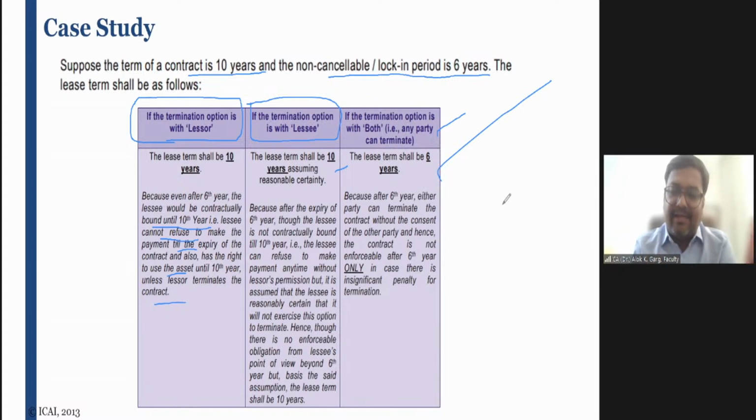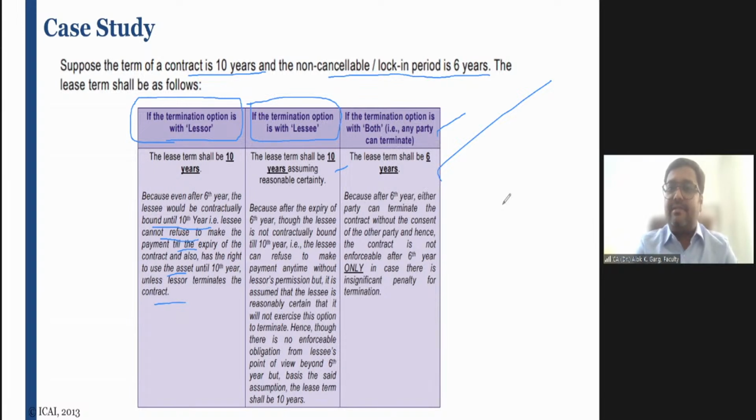If the lessor has the right to terminate, in that case, from the lessee's perspective, you have to take the lease term as the full period. If the lessee has the termination option, in that case, you have to take the termination period into account if the lessee is reasonably certain that he will never avail the termination option, right? Otherwise, you will not take it.